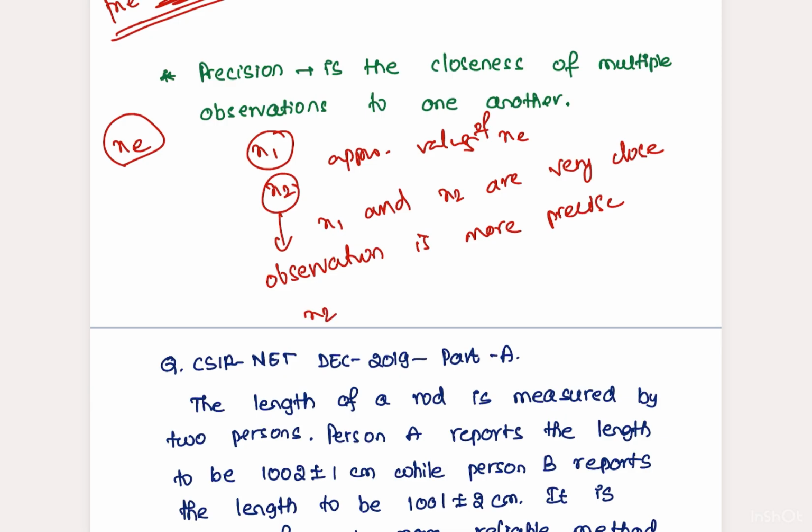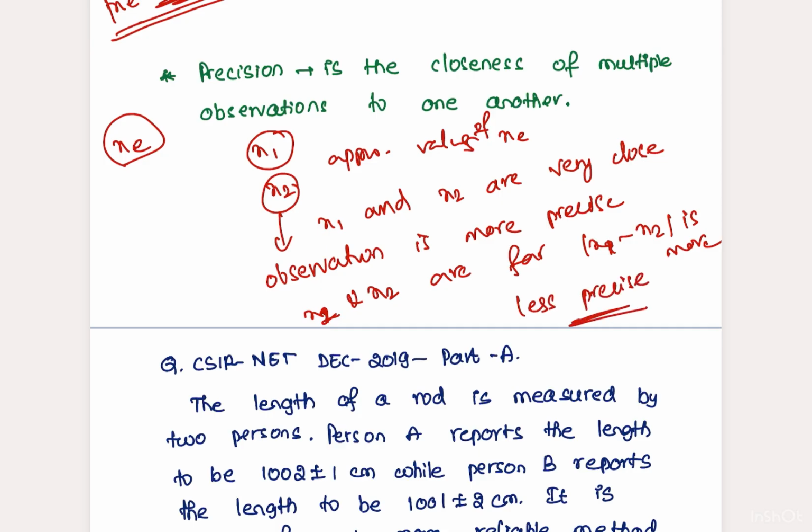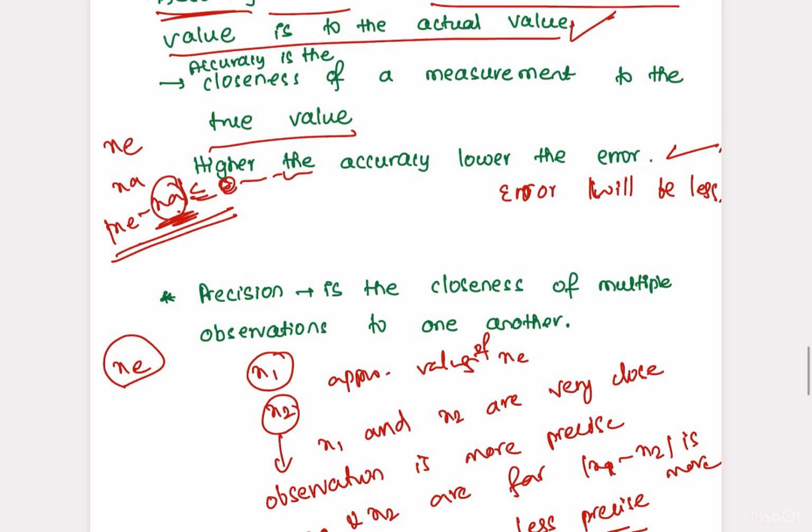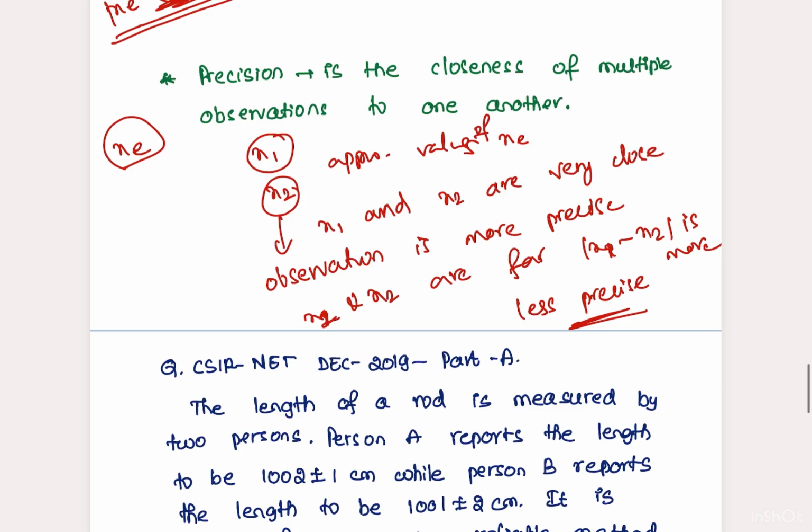If x1 and x2 are far, that is, the difference x2 minus x1 is more, then they are less precise. This is about accuracy and precision. Accuracy is nothing but comparing the observation with the exact value. Precision is nothing but comparing multiple observations with one another. If two observations are very near, then they are said to be more precise. If two observations are very far, then they are said to be less precise.